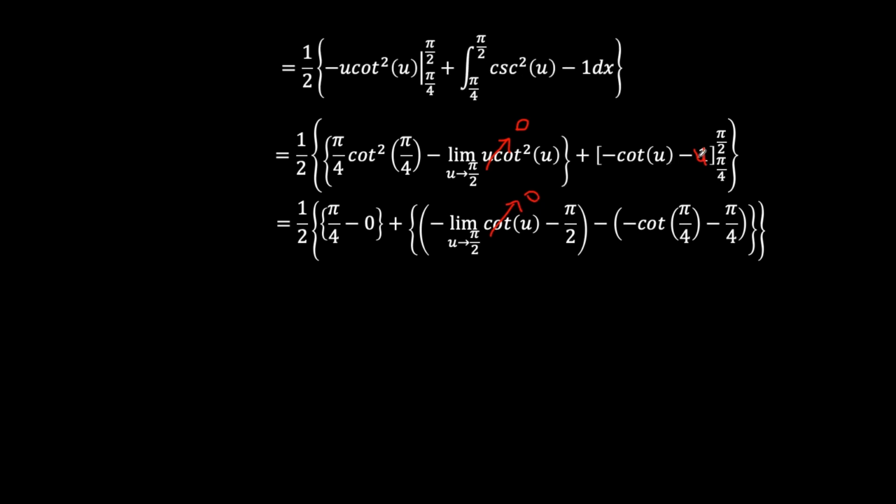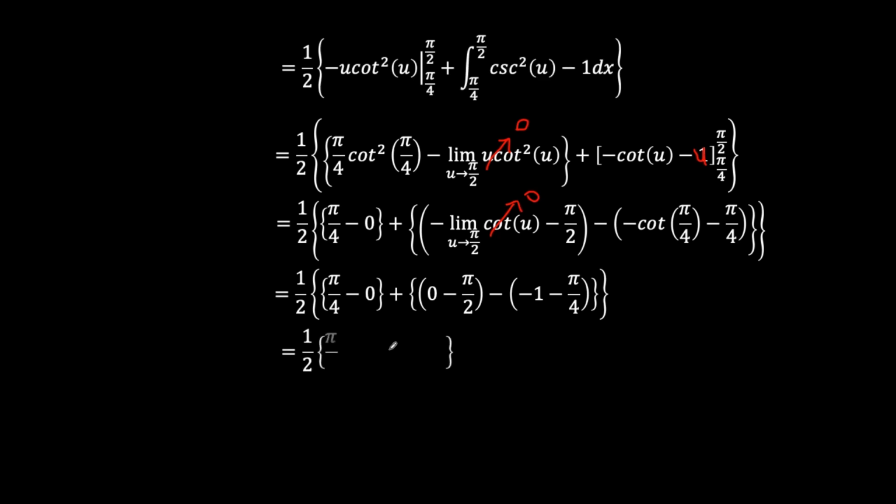And in place of u, we have pi over 2 minus, minus cotangent of pi over 4, minus pi over 4. So we are left with pi over 4 minus 0, 0 minus pi over 2 minus, in bracket, minus 1 minus pi over 4. So 1 comes from cotangent of pi over 4. And simplifying that further, we have pi over 4 minus this pi over 2.